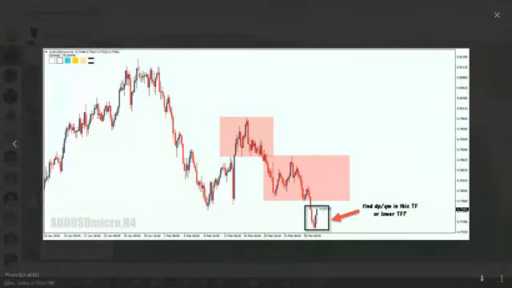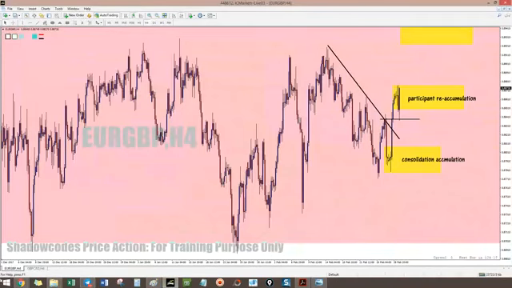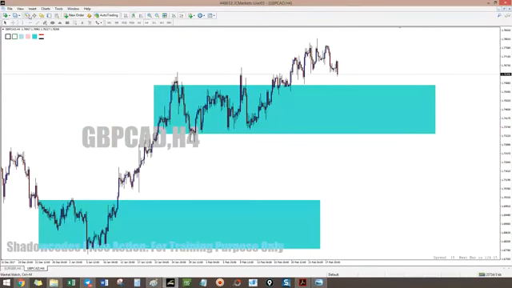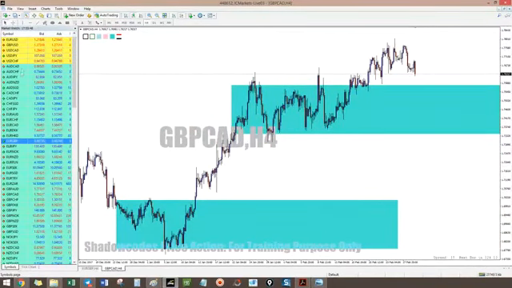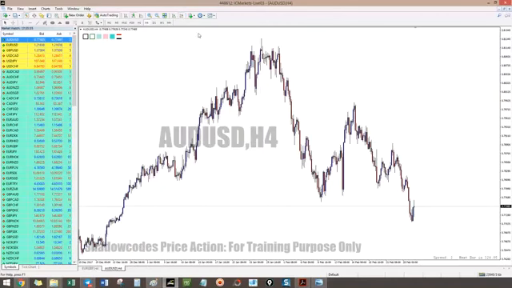AUD USD micro H4, find decision. Okay, this is a good one actually. H4. Find QM, DP, lower time frame. Let's look at AUD USD. It looks good. AUD USD H4 looks really good because it got quite a good rejection. Okay, let's see.